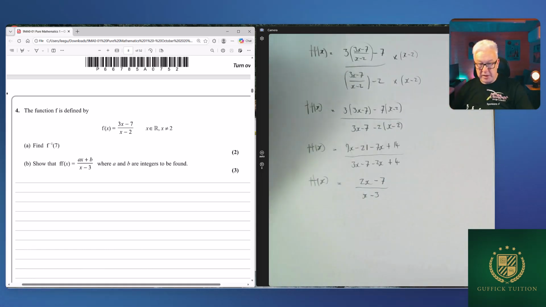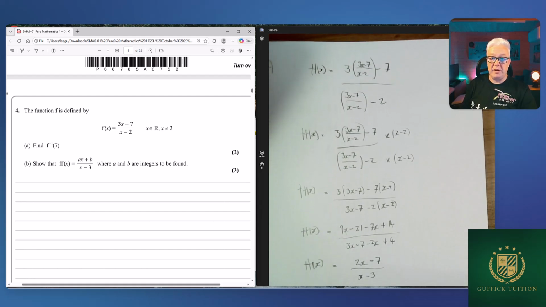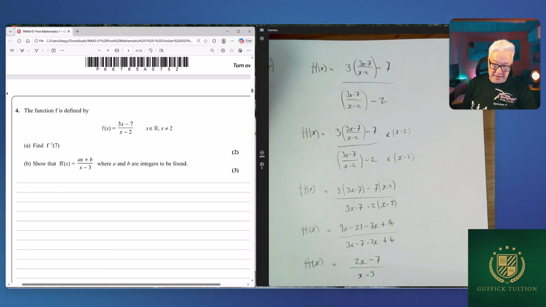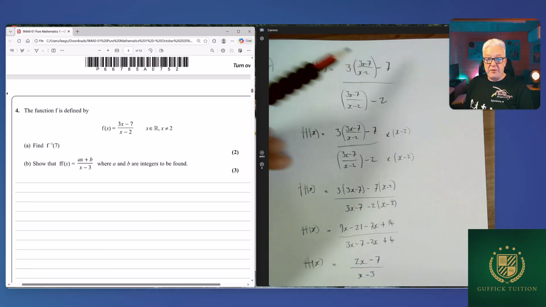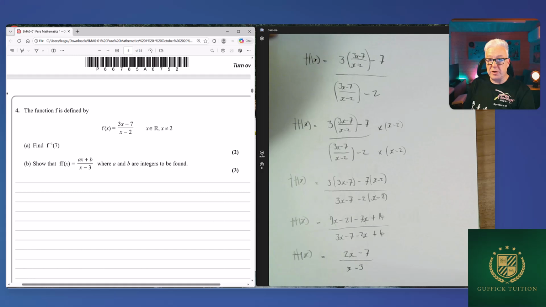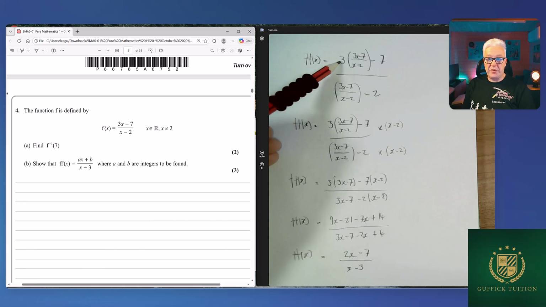Part B then, finding our f of f of x. Now this means it's a composite function in which f of x is going into f of x. So in other words, everywhere that we have x in our original function is going to be replaced by f of x in our composite function. So you can see I've written 3x minus 7 and x minus 2, but the x has been replaced by f of x itself. Okay.